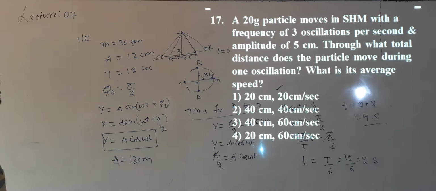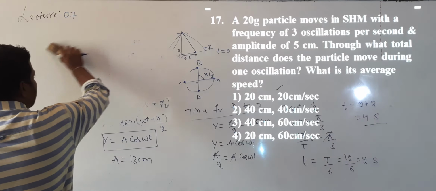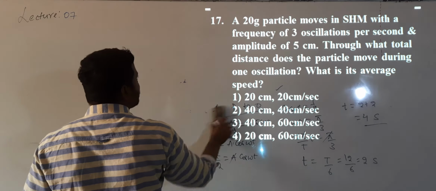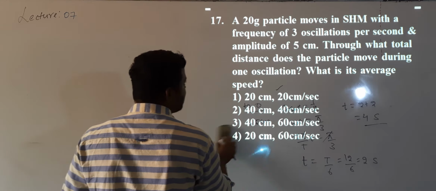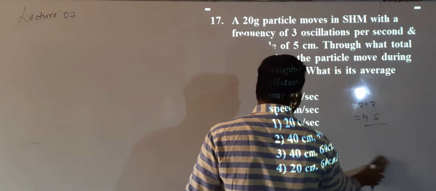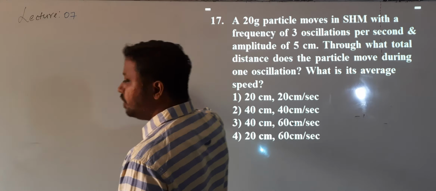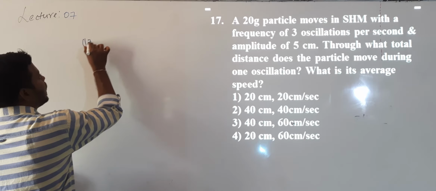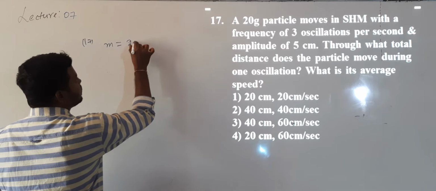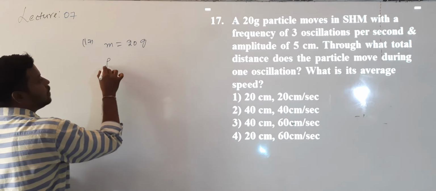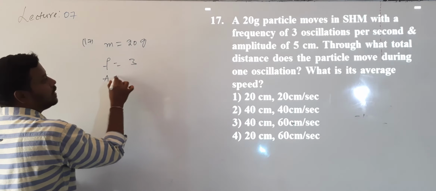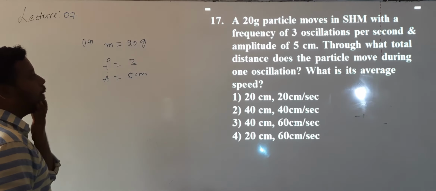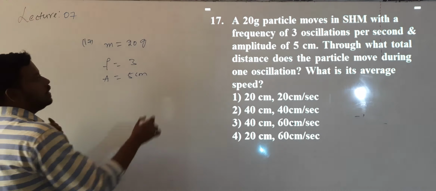Next, question number 17. A 20-gram particle moves in SHM with a frequency of 3 oscillations per second. Number of oscillations per second is nothing but frequency. So in this question 17, the particle mass is 20 grams, the frequency of oscillation is 3, and the amplitude is 5 centimeters. Now what they are asking: what is the total distance the particle moved during one oscillation and what is the average speed?